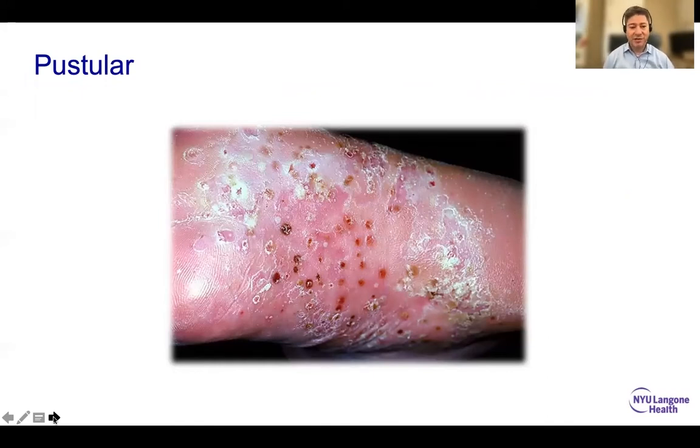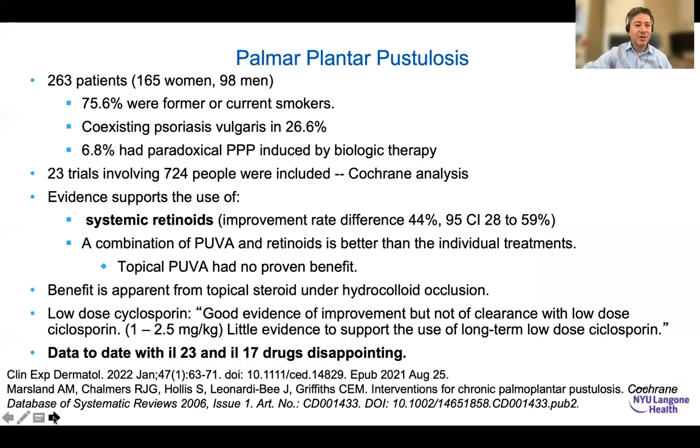Pustular psoriasis or pustular palmoplantar disease is probably a different disorder. It behaves differently. It's got some different demographics to it, and it seems to fail to respond to most other therapies where plaque psoriasis clears very well. So let's look at some data on that.